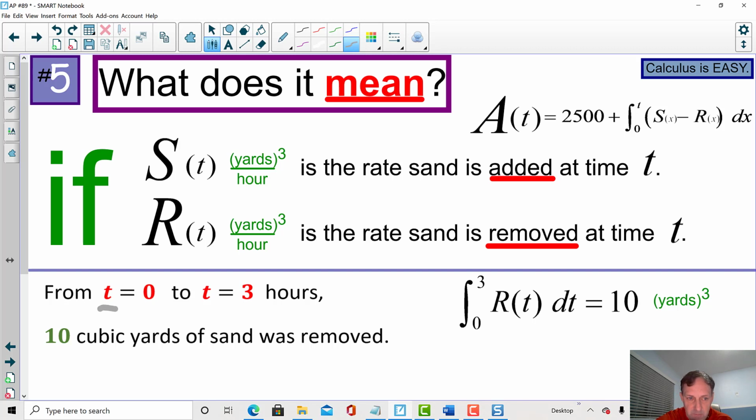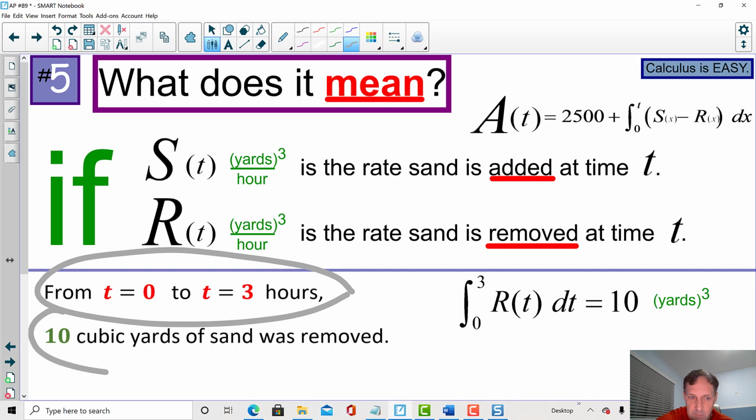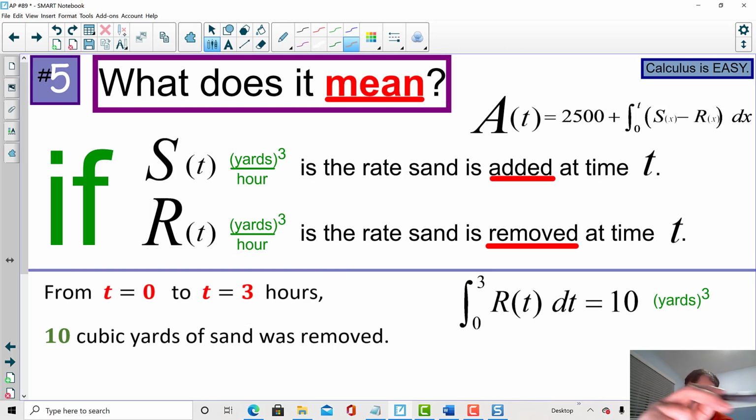There we go. It says from t equals 0 to t equals 3 hours. So our lower bound was 0 and our upper bound was 3. So we're talking about the time interval from 0 to 3. And the units are hours. You can look everywhere. You're going to see all the units are hours. We got 10 cubic yards of sand. And the r function is the rate that we remove the sand. So the meaning of this would be that during this time interval, 10 cubic yards of sand was removed. And that's it. It doesn't need to be complicated. Keep it simple. Don't write anything extra, and don't confuse yourself.